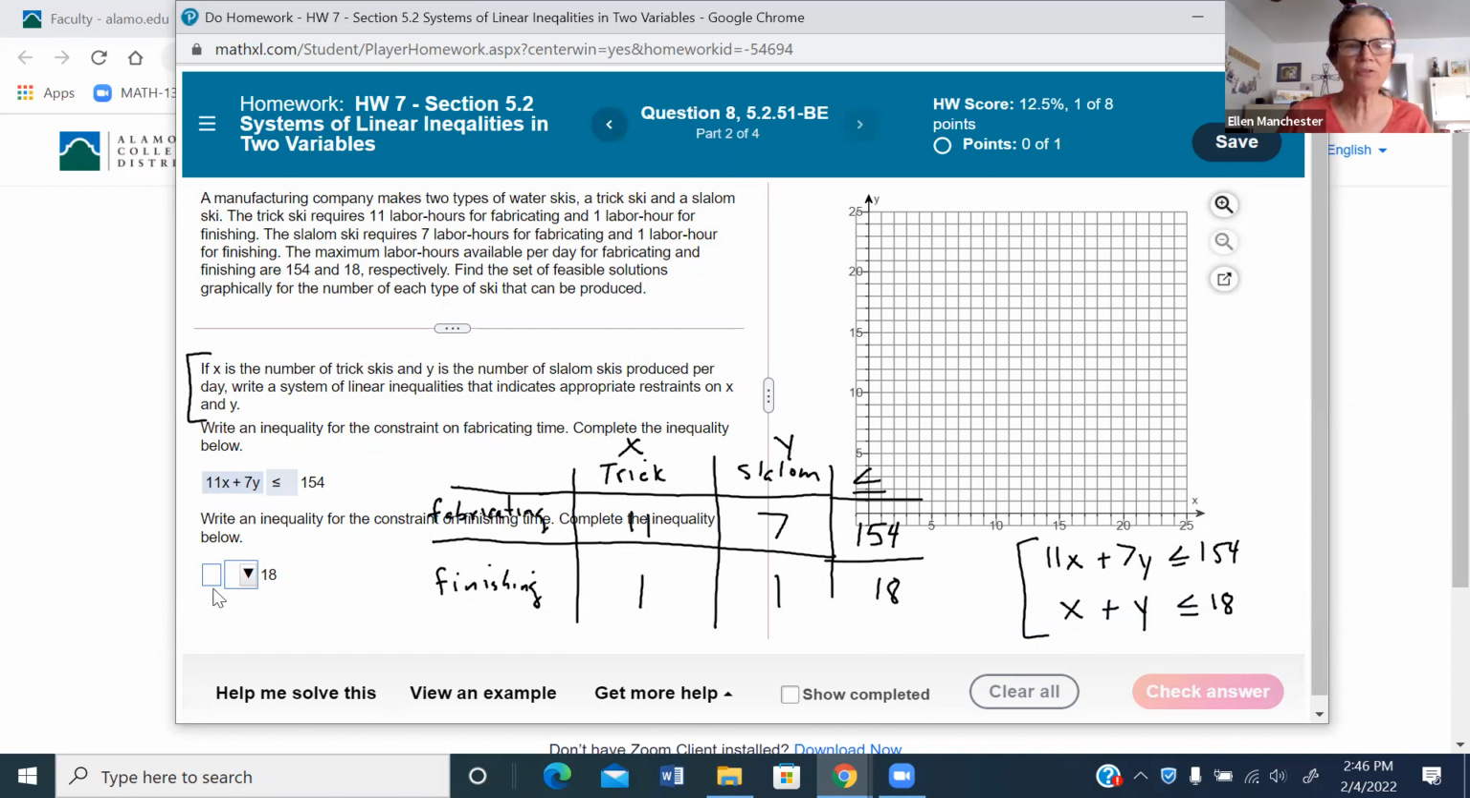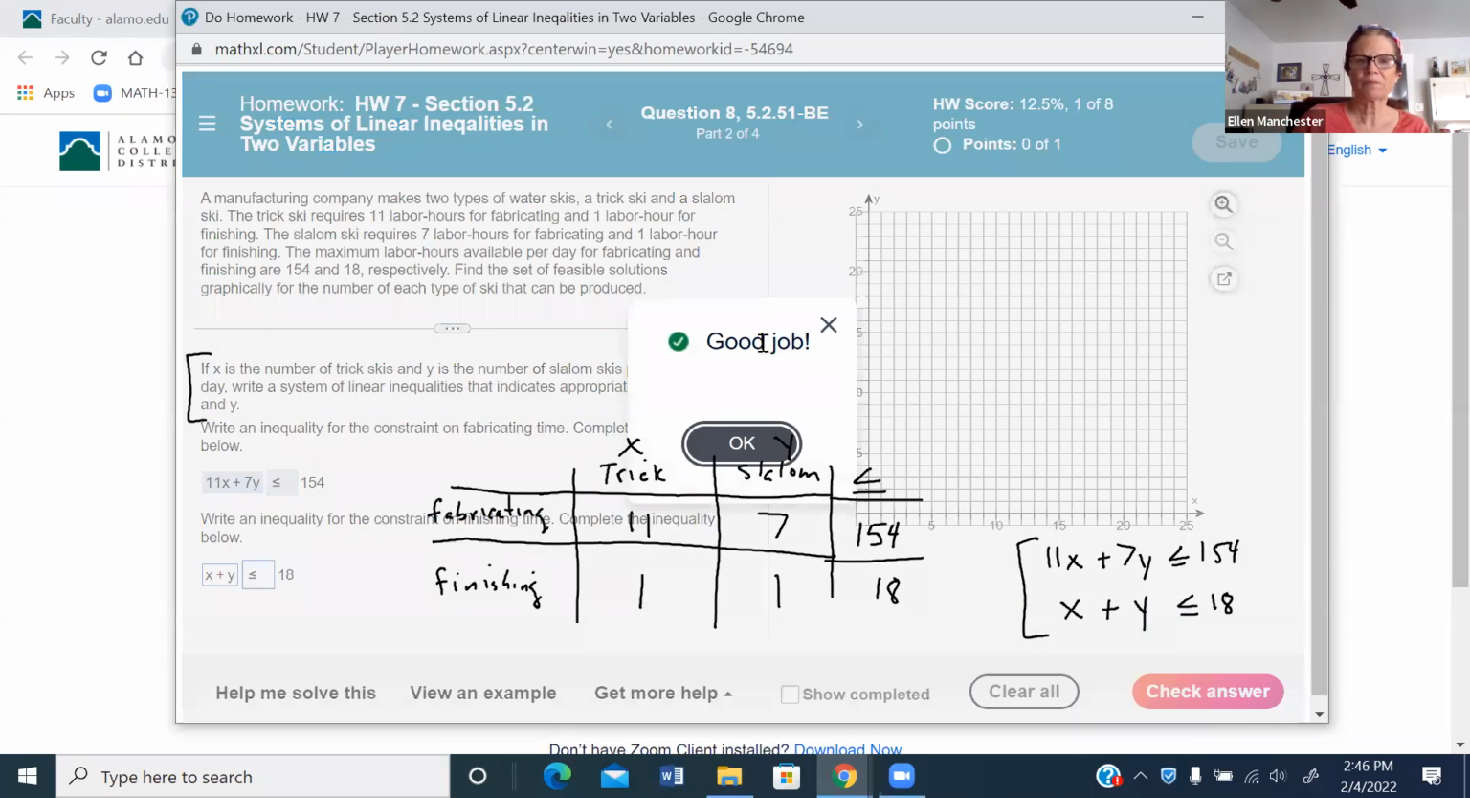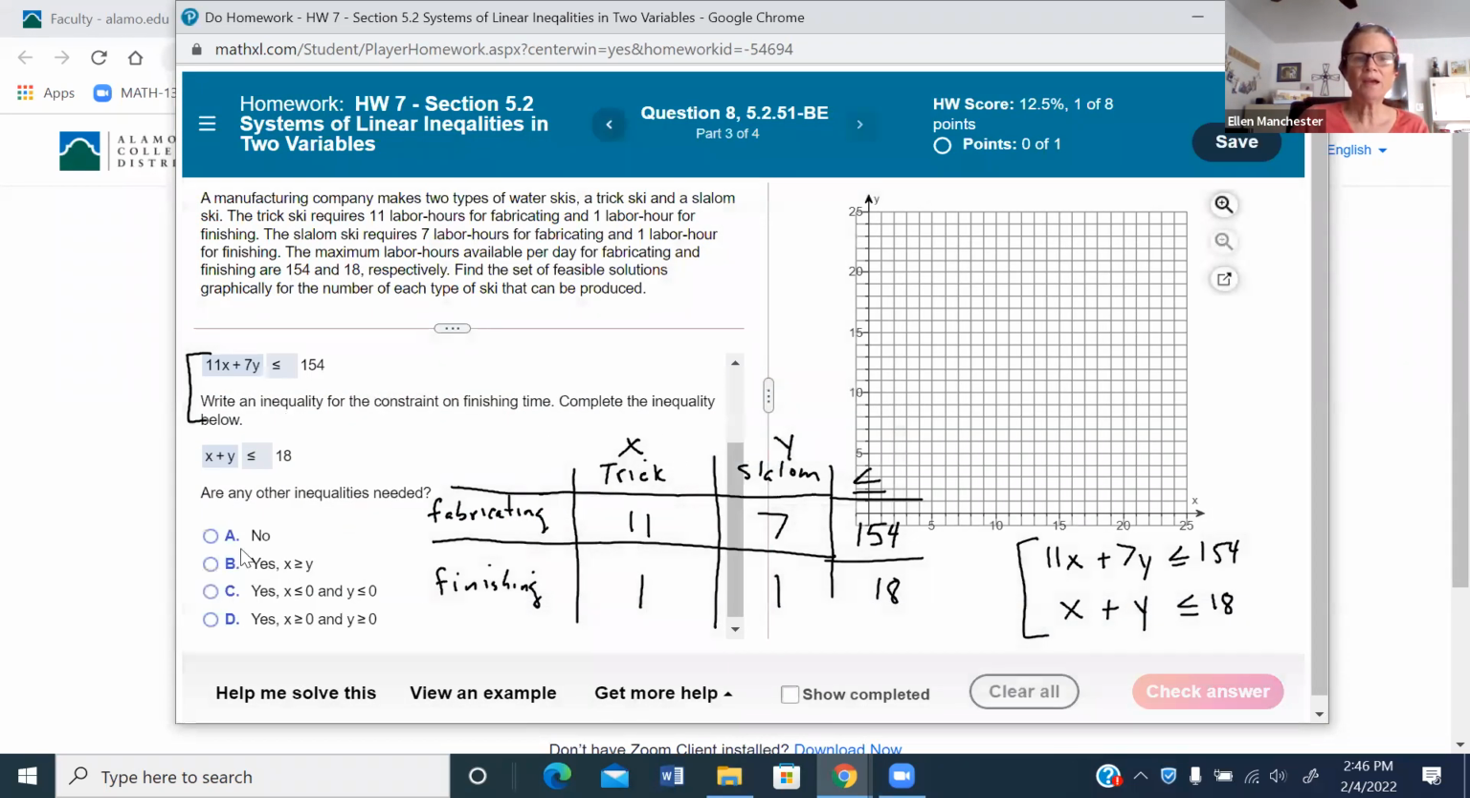So finishing was the second one. So x plus y, and then again is less than or equal to 18. And then I'm going to check my answer. Okay. Now, are there any other inequalities needed?